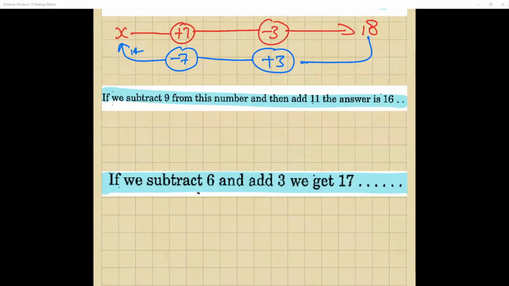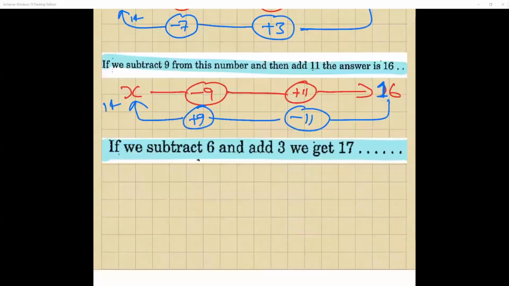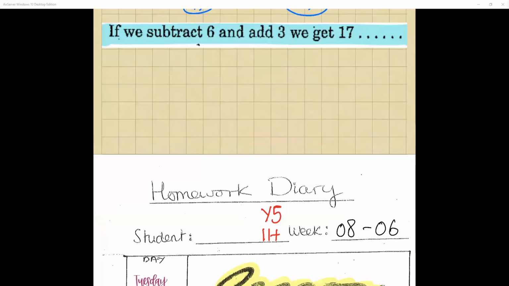Okay, and the next one? If we subtract 9 from this number and then add 11, the answer is 16. Then you do it underneath, and then you do take away 11 plus 9, and I think that equals 14 again. So you got 16, take away 11, 5, and 9. Okay, you got two answers, 14. Good.